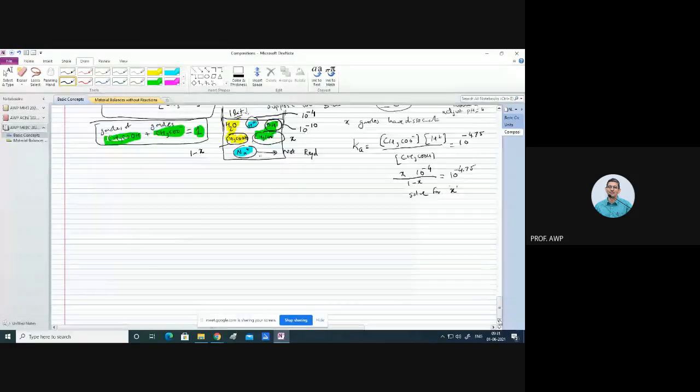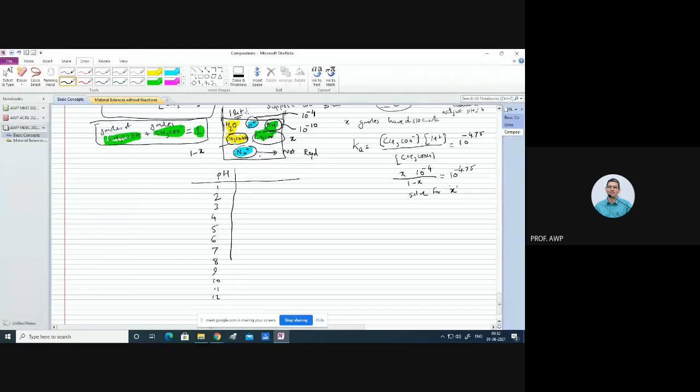Do you disagree? Yes, sir. In fact, you can do it for different pH values. Suppose the pH value was 1. If I add HCl and adjust the pH to 1, or if I add H2SO4 and adjust the pH to 2, 3, 4, 5, 6, 7, 8, 9, 10, 11, 12, 13, 14, I can find the percent dissociation. For this particular problem, you will get X from solving this, isn't it?